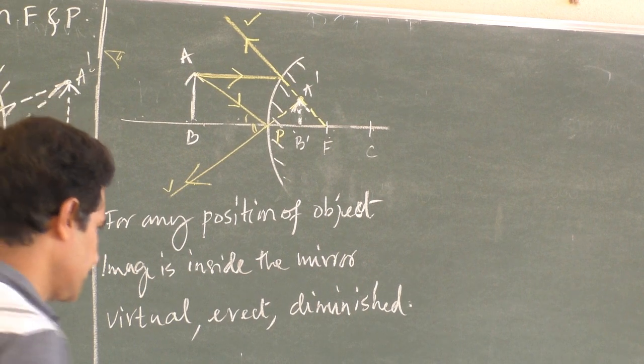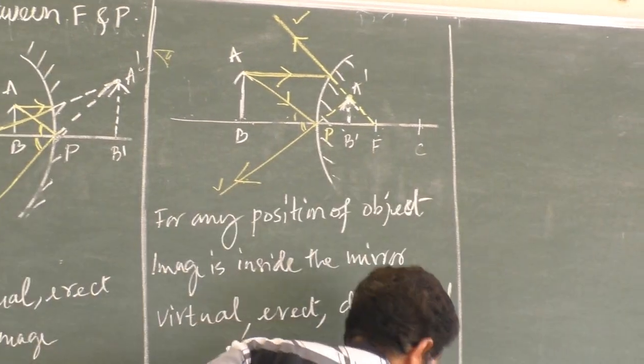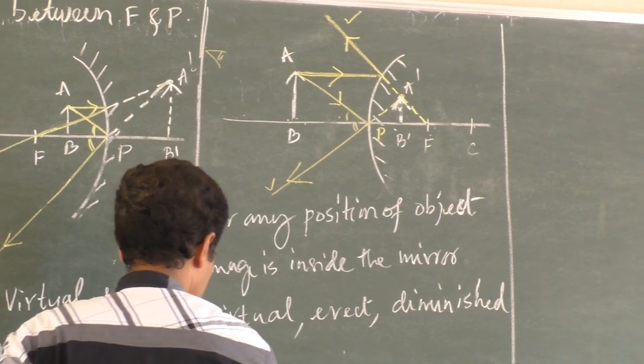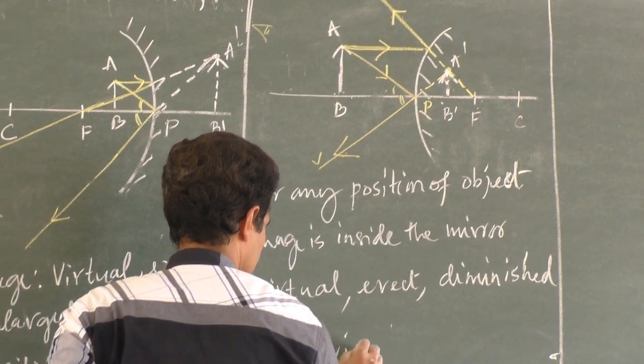Sir, because of this special case, is convex mirror used anywhere? Yes, it is the rear view mirror in vehicles.